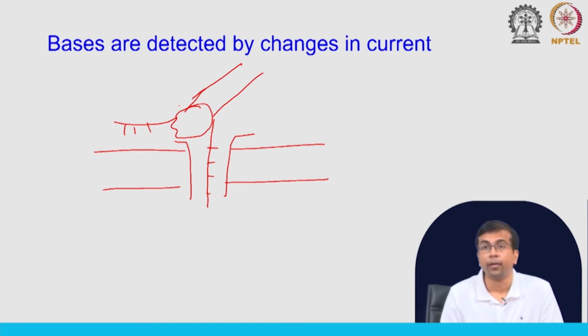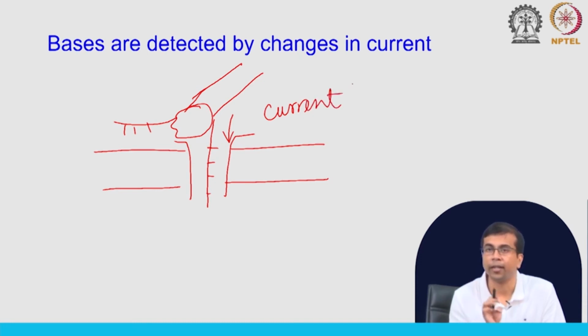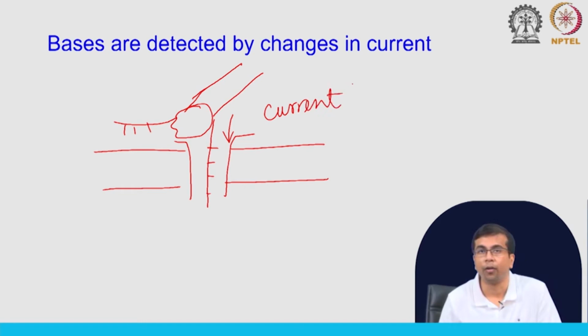Okay. Now, how do you actually detect these bases? As I said, this is a direct DNA sequencing. So, how do you actually detect this? Okay. So, it turns out there is a current that is applied across this nanopore. It is a picoampere current, a very small amount of current that is applied through this nanopore. Now, when these DNA bases are passing through the nanopore, they actually lead to some change in the current. And this change again is dependent on the sequence of DNA that is passing through the nanopore.